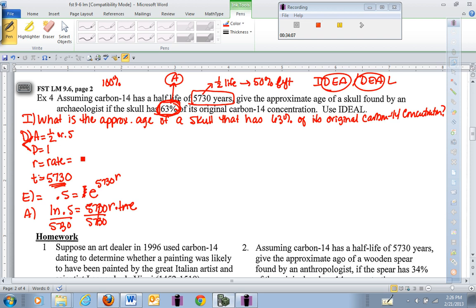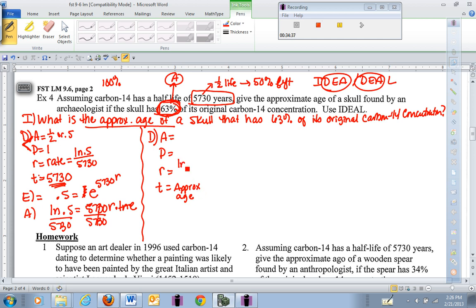And so this half-life rate here is the natural log of 0.5 divided by 5730. Okay, so that's what we figured out. Now, let's come over here and apply it to the amounts in the problem. My question is the approximate age, so this is what I don't know. This is what I don't know, the time. This is the approximate age, right? How long it's been decaying.